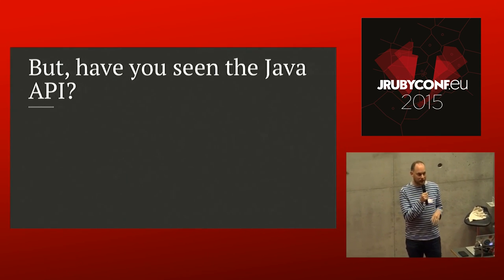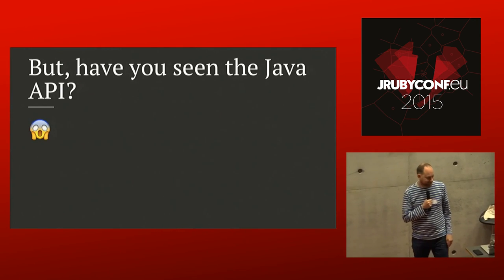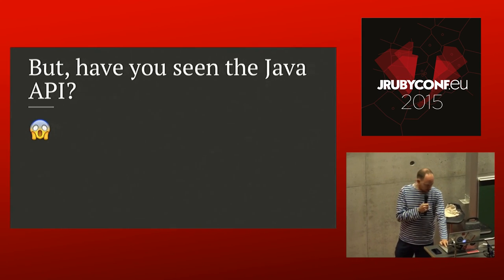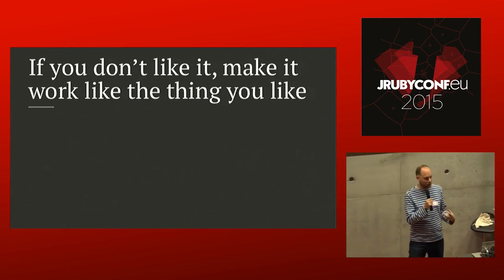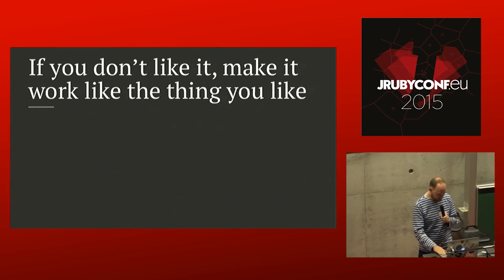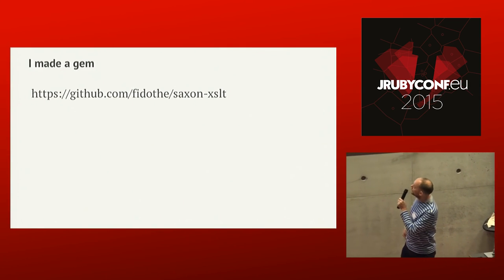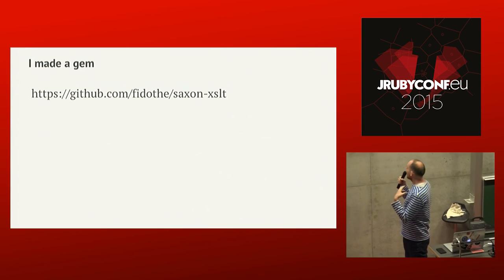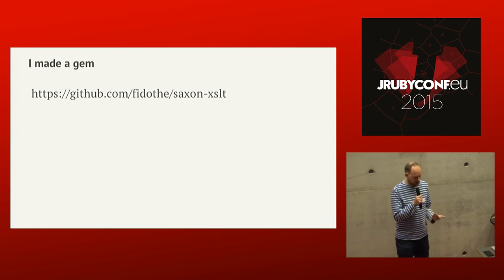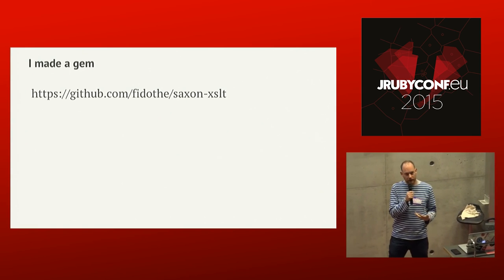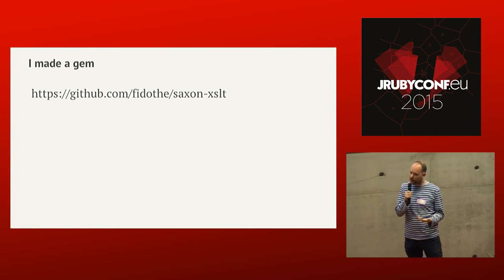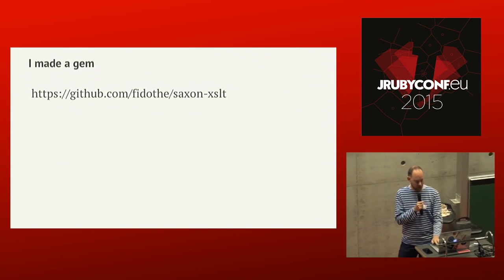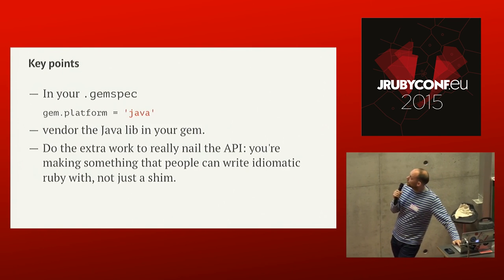Have you seen the Java API for XML processing? So the real question is, faced with a situation like this, do you write horrible code or do you try and do something about it? And actually, it turns out that if you don't like that, you can make it work like the thing that you do like. So I set out to make a gem, which wraps Saxon XSLT processing and makes it look like Nokogiri. And that was so easy after I'd spent a bit of time getting my head around JRuby properly and getting my head around the Java interfaces. I could knock something basic together in a weekend, and there are all these things that are super interesting and powerful that are really hard to use, but actually you can turn them into something that is Ruby-like pretty straightforwardly.